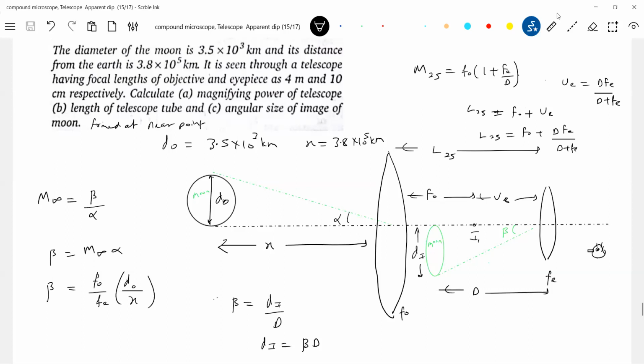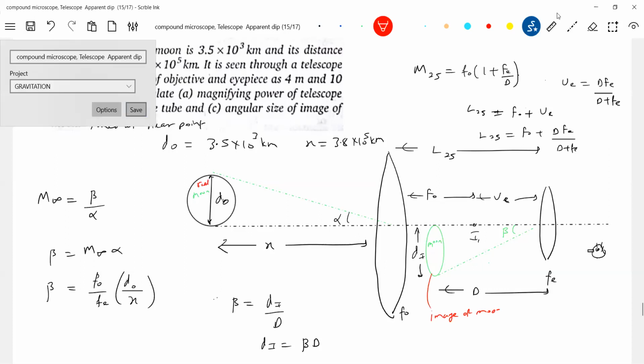Got this one? These are the typical problems you can expect in the exam. I think such things are not there in our NCERT book, but in Mains they can ask you up to this level. This is the image of the moon. There's the real moon.